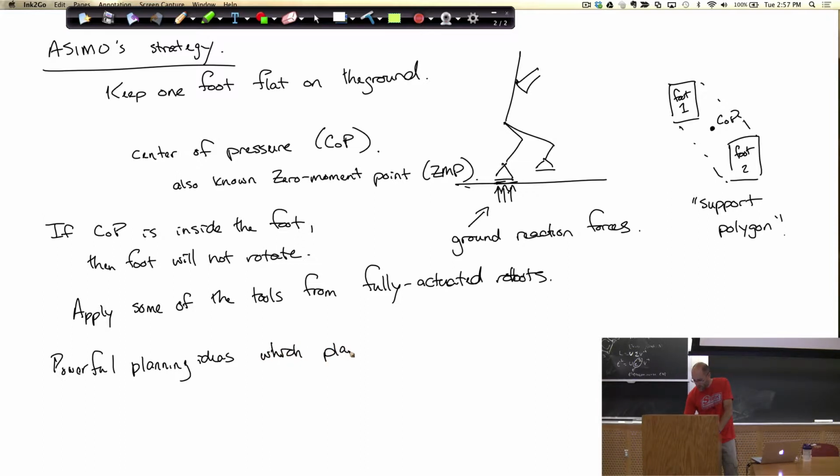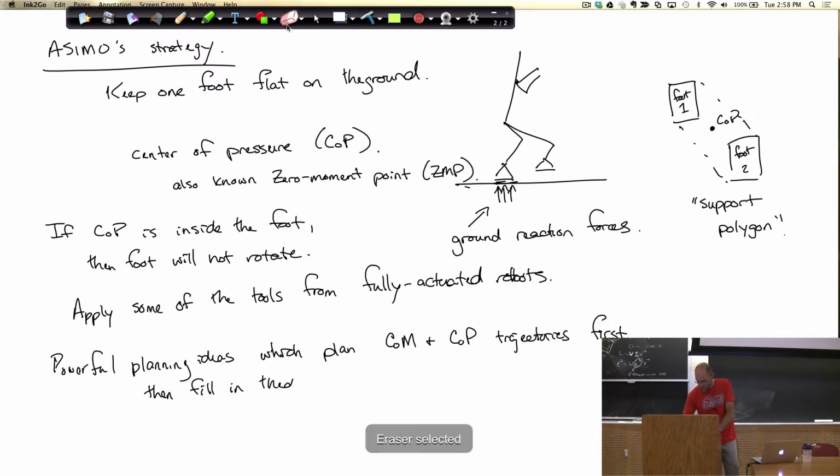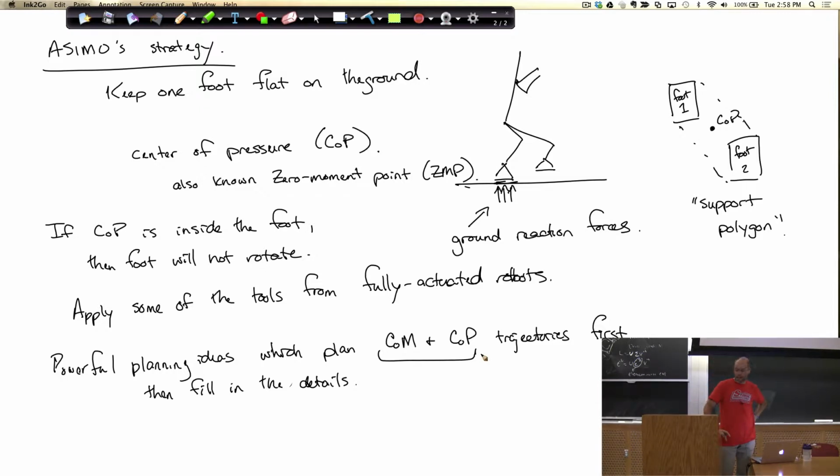Which plan the center of mass and center of pressure trajectories of the robot first. Then fill in the details. Because it turns out that this can be an extremely efficient planning algorithm and capture a lot of the dynamics of the robot.